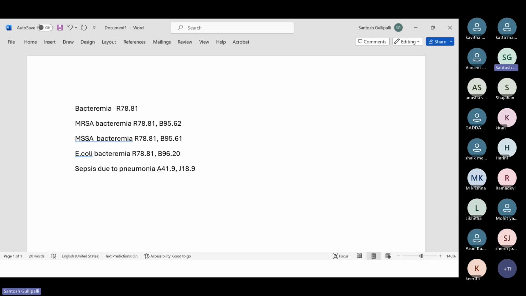At the time of coding for sepsis, you can check the blood culture results. If the blood culture is positive for any specific organism, you can consider by default that the specific organism is related to the sepsis. For example, a 25-year-old female patient.